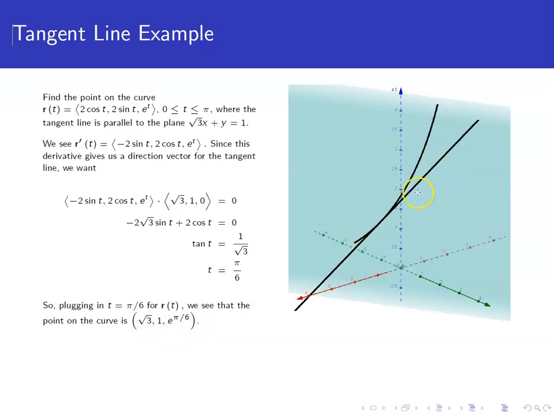And you can see here in this example, here's the plane, root 3x plus y equals 1. It's a little hard to tell, but this tangent line is parallel to that plane. And here is the graph of a piece of that particular curve.